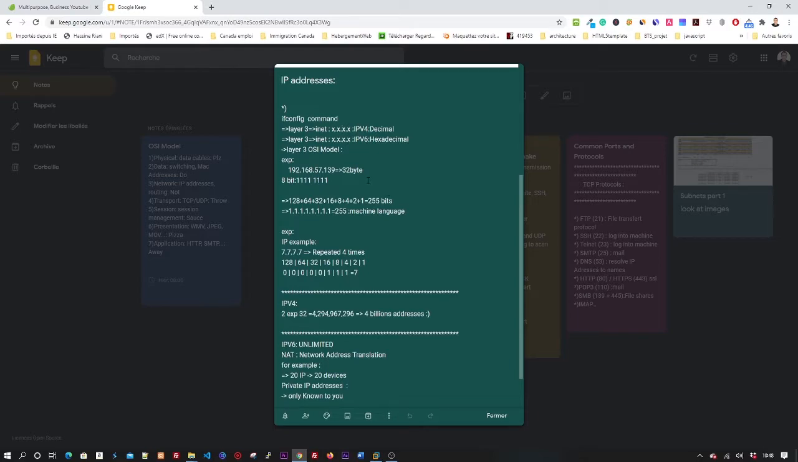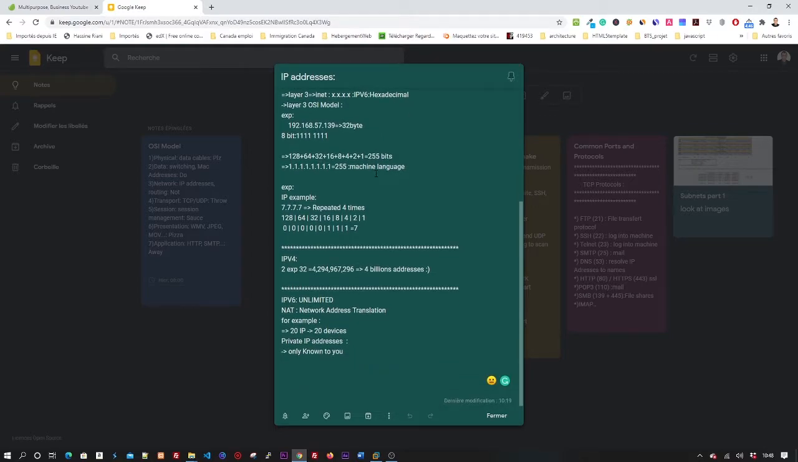Every component of the IP address contains 8 bits. In our example of IPv4, we have 32 bits. When we make some calculation with mathematical functionality, we get 2 exponent 32. We can get 4 billion addresses.